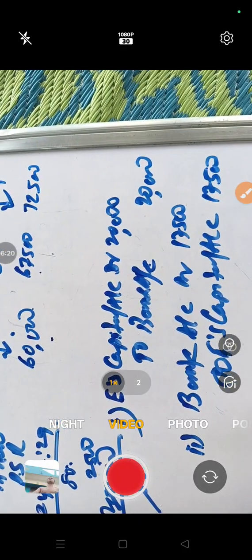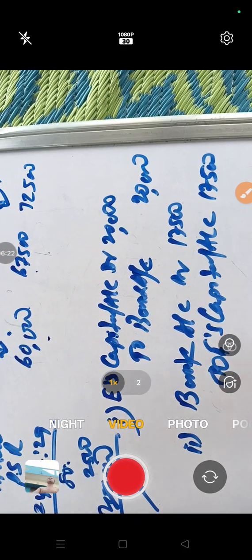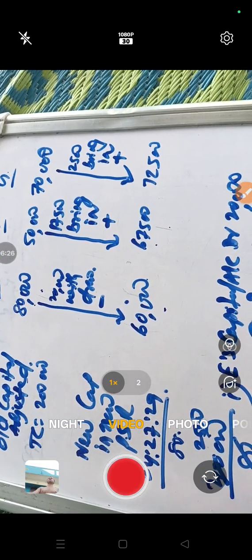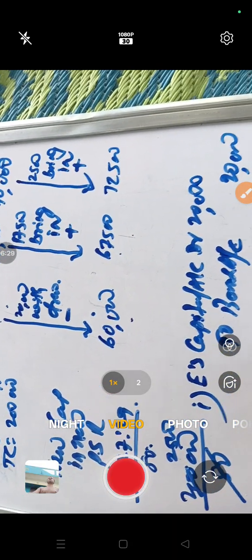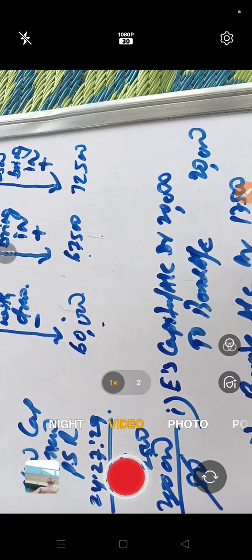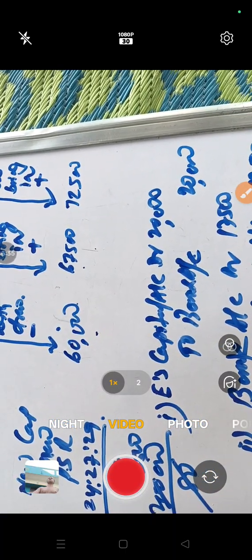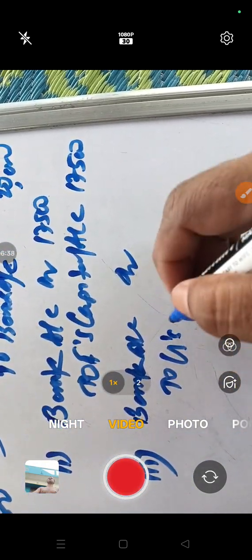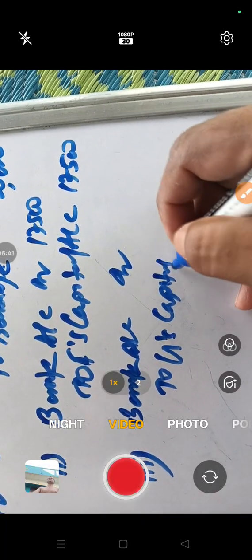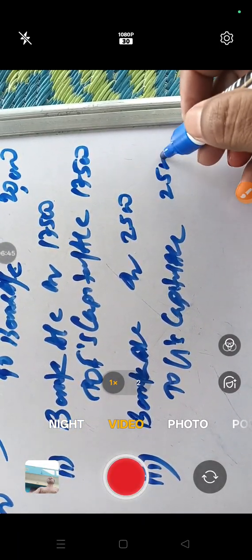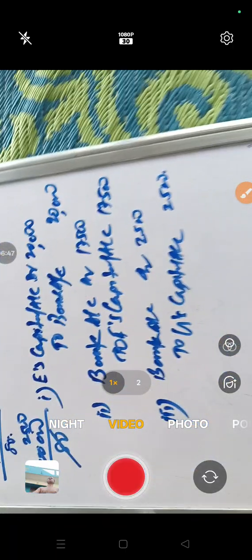And the third, in case of G, he has to bring in 2,500. So bank account debit to G's capital account 2,500. So these are the journal entries we shall have to pass.